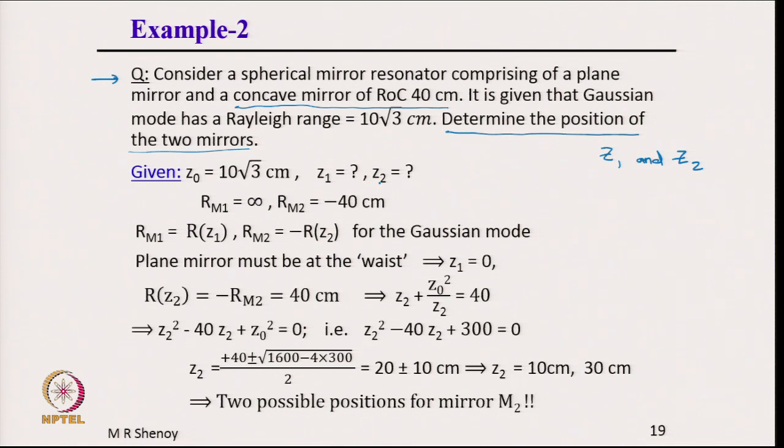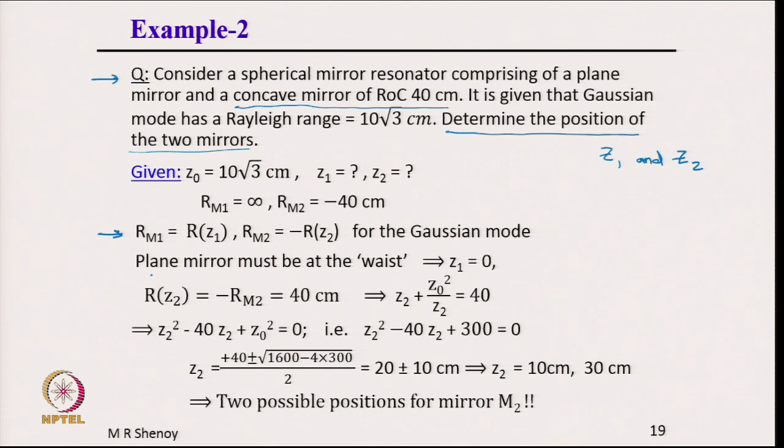This is the question. So, Rm1, first mirror is plane mirror, therefore, radius of curvature is infinity. Second mirror is a concave mirror, therefore, Rm2 is minus 40 centimeters. This is our condition, the requirement: Rm1 must be equal to R of Z1 and Rm2 must be equal to minus R of Z2 for the Gaussian mode.